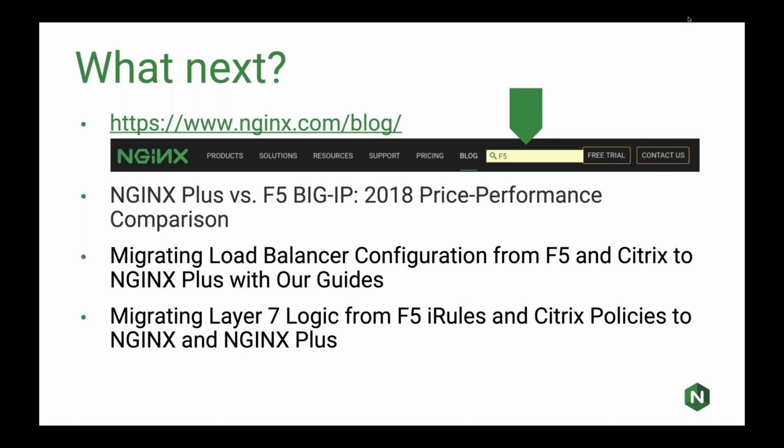There are some resources there, not only the price and performance comparisons of NGINX Plus versus F5 Big IP, but also some blog posts on how to migrate load balancer configurations from F5. And there are additional resources on migrating layer 7 logic from F5 iRules and Citrix policies to NGINX and NGINX Plus. Generally, our blog posts are really good at giving you an idea of what capabilities there are within NGINX and some of the use cases that customers have had with it.